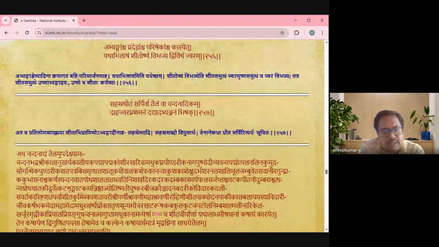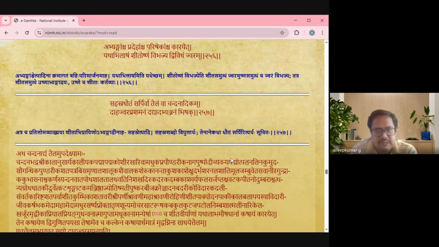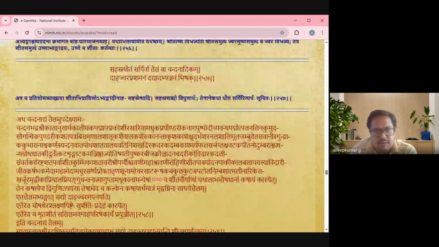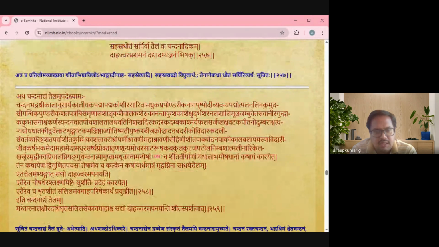So remember, there is no iti word in all these things, so you can skip most of these medicines. Here there is a Chandanadya Taila, iti Chandanadya Taila. So whenever there is a Ushnata associated with Jwara, you can go for Chandanadya Taila.